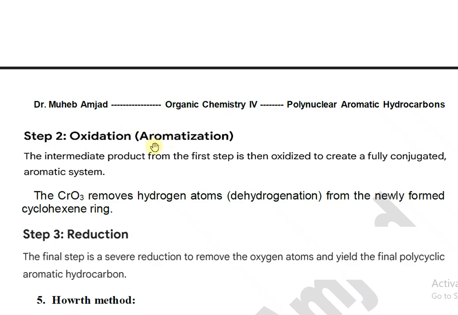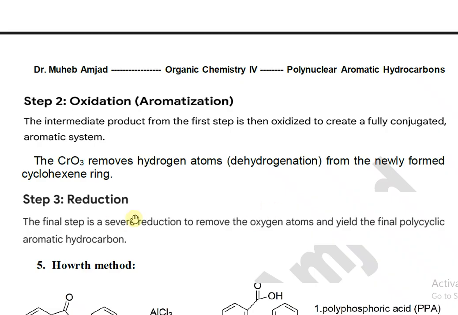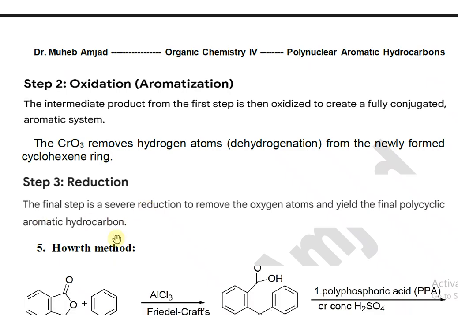Step number 2 is the oxidation and also reduction to give the aromatic system. Again, this intermediate product from the first step is then oxidized to a fully conjugated aromatic system. The CrO3 removes hydrogen atoms, a dehydrogenation process, from the newly formed cyclohexene ring. Step number 3, the final step, is a reduction to remove the oxygen atom and yield the final polycyclic aromatic hydrocarbon.